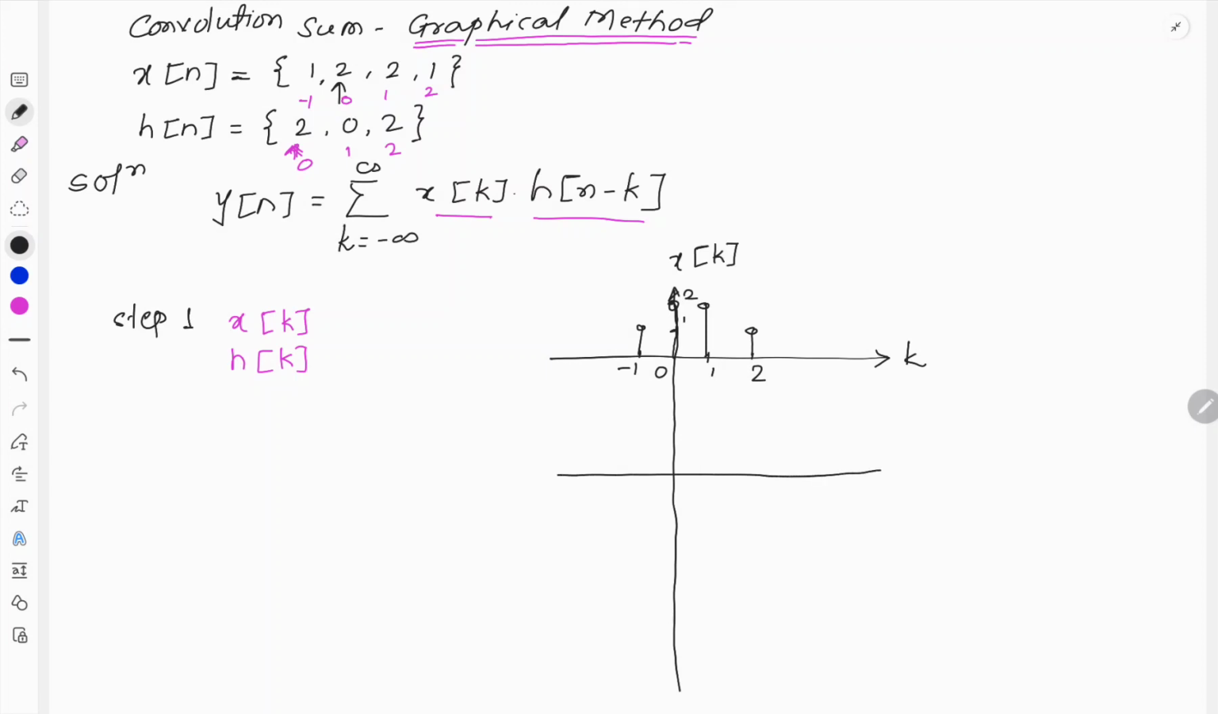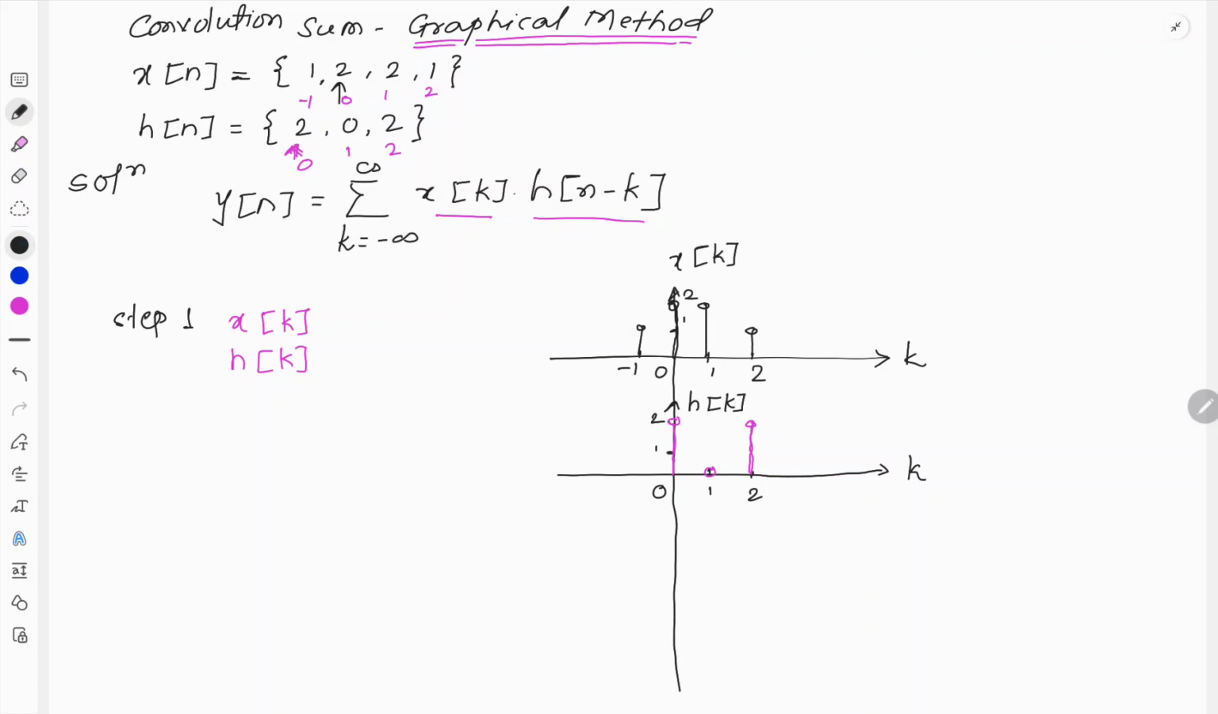Secondly, we are supposed to draw the h of k signal. The h of k signal starts at origin. At 0 it has 2, at 1, and again we have to draw it at 2. So we'll draw it with another color. The value at origin is 2. At 1, we have amplitude 0. And at 2 again, we have amplitude equal to 2. So this is our h of k signal.